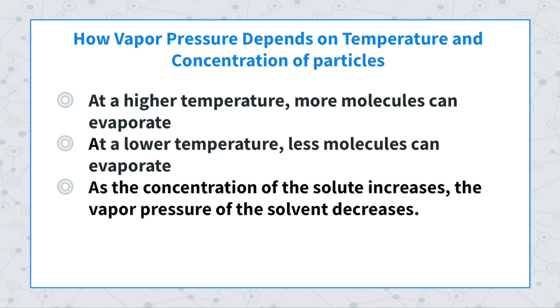Vapor pressure depends on temperature because at a higher temperature, more molecules can evaporate, and at a lower temperature, fewer molecules can evaporate. Vapor pressure also depends on the concentration of particles because as the concentration of particles in the solute increases, the vapor pressure of the solvent decreases.